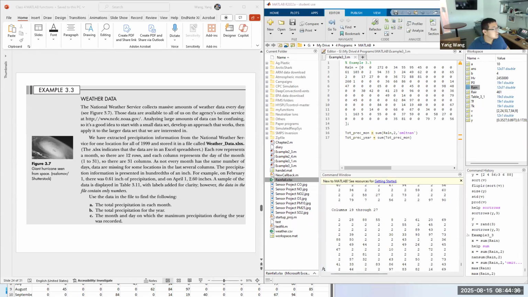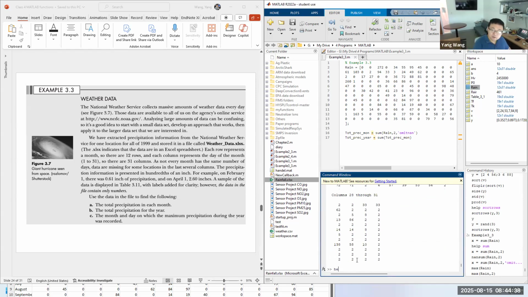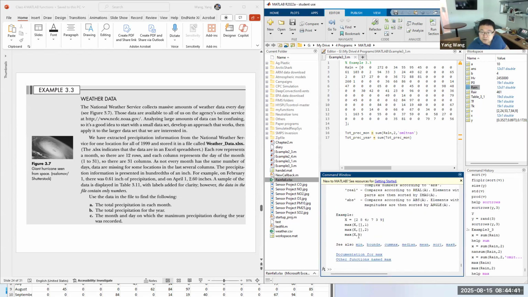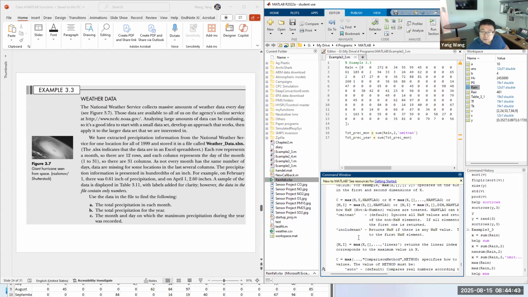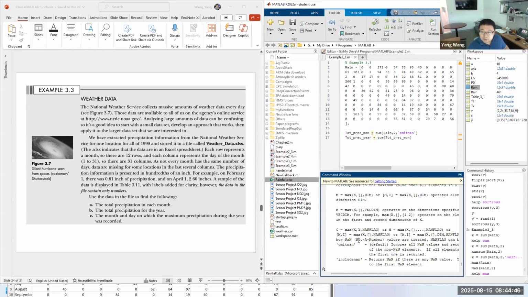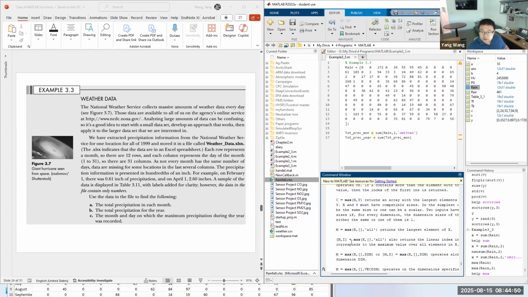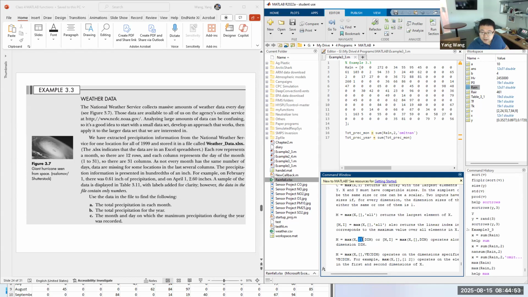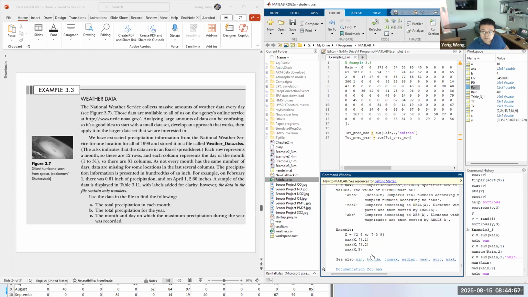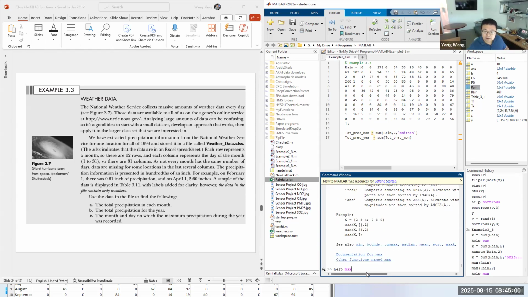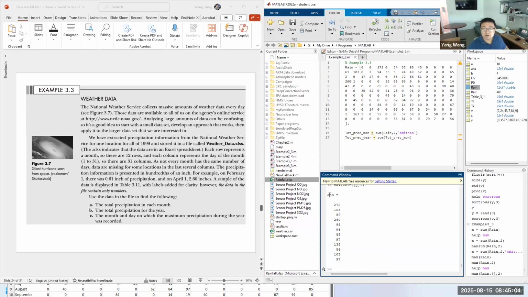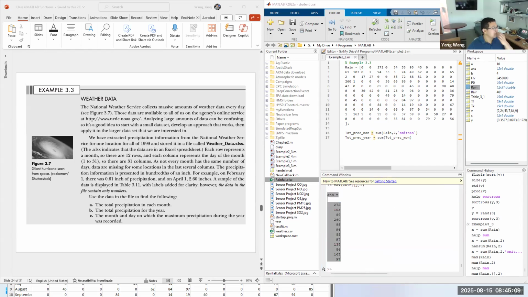Let's see. Search for help. Max. Okay, I'm not sure if it has a dimension. Yeah, you could put in a dimension. Basically, if you want to add a dimension, you have to add a bracket, the empty bracket over here. So you can try, let's say, this way. Okay, it will give you the maximum rainfall from each month.